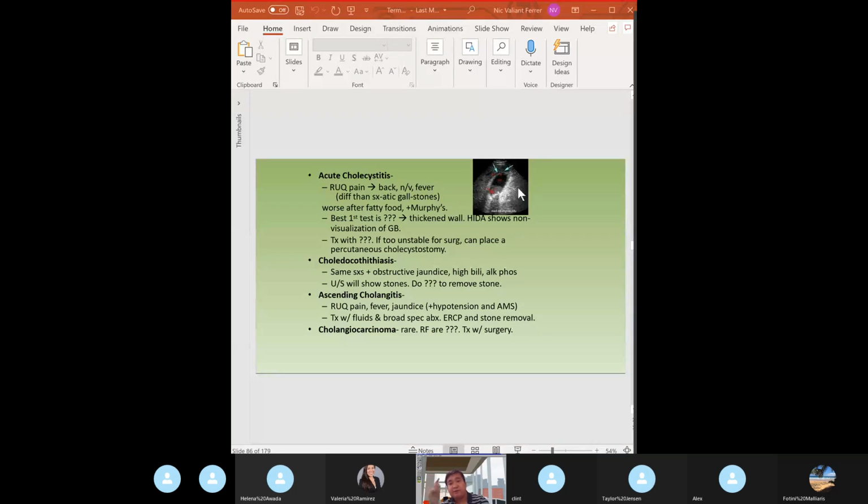When you're doing rounds, the attending is going to ask you what is Charcot's triad and Reynolds' pentad. For ascending cholangitis, this is the answer: right upper quadrant pain, fever, and jaundice, that's your Charcot's triad, plus hypotension and AMS, Reynolds' pentad. That's why pentad, penta, 5. How do we treat them? Fluids and broad spectrum antibiotics, ERCP also, and stone removal.